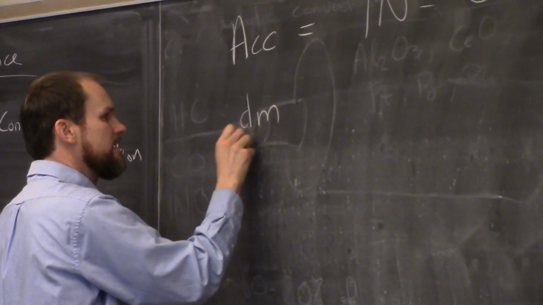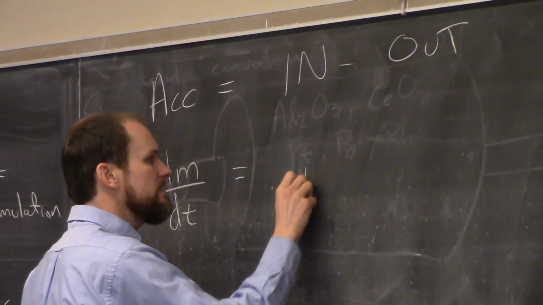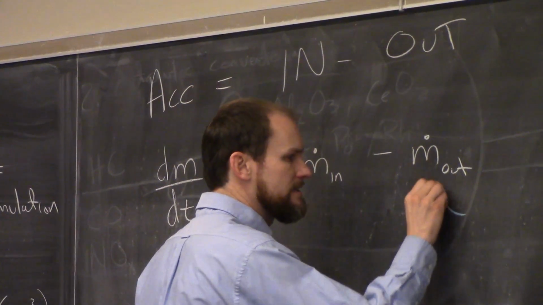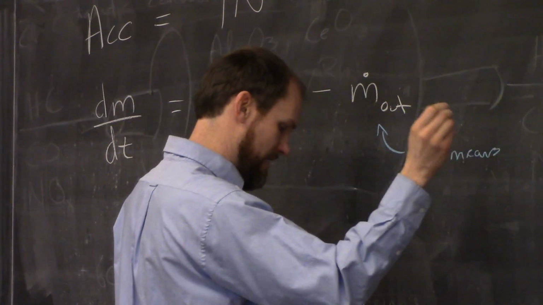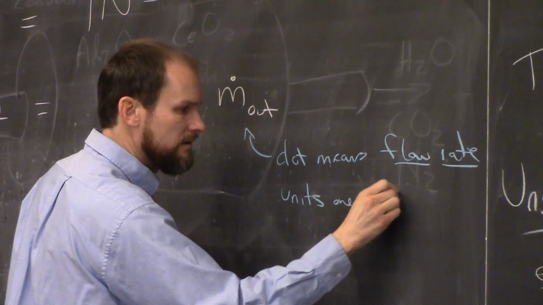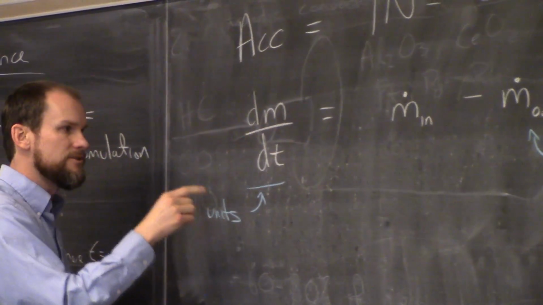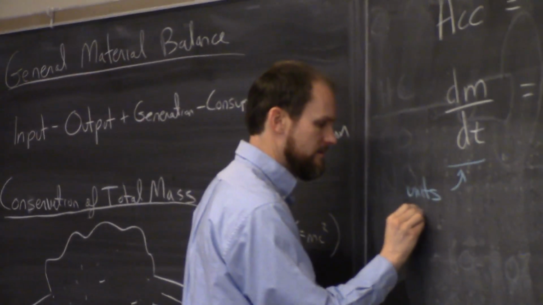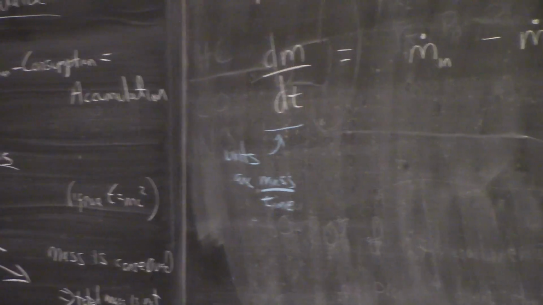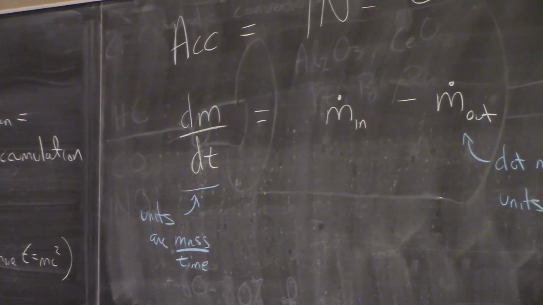Let's see, so total mass, dM/dt, our total mass accumulated in the system. It's going to be mass going in, I'm going to call that m in dot, minus mass out, m out dot. The dot means this is a flow rate, so the units are mass per time. And over here for accumulation, these units are also mass per time. I find writing system mass clunky, so I'm just going to use an M for the total mass.